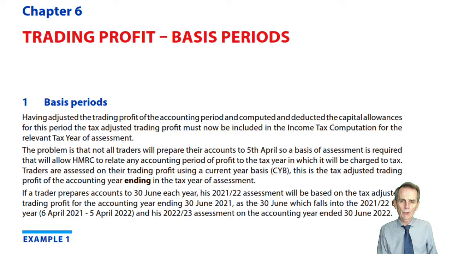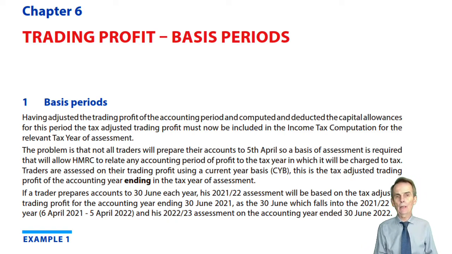Well, here in Chapter 6, as we've mentioned before, we now take the tax-adjusted trading profit that we've derived from the work done through Chapters 4 and 5, i.e. the adjustment of profits and the computation of deduction of capital allowances. And we take that tax-adjusted trading profit and see how and when each figure of tax-adjusted trading profit for the chosen accounting period of that particular business, how and where it will be assessed to taxation.